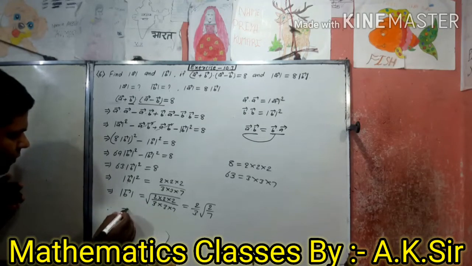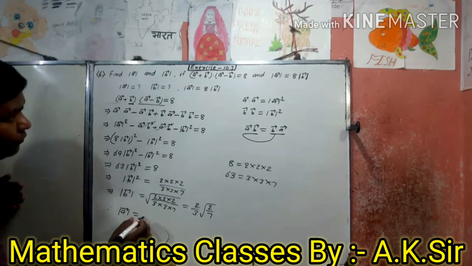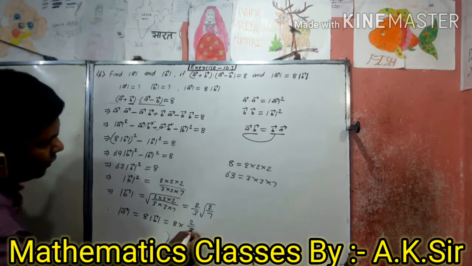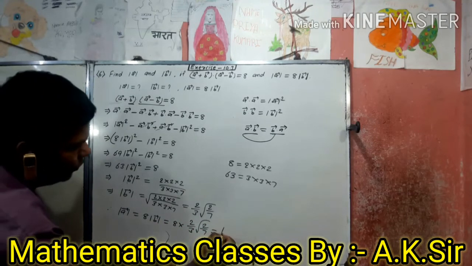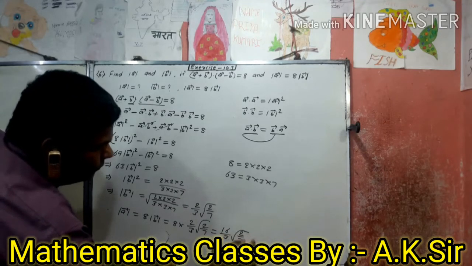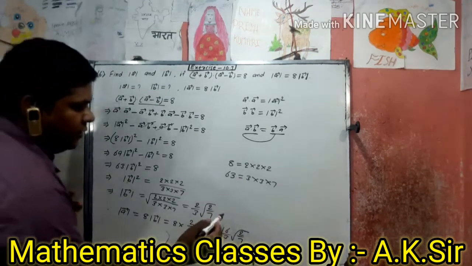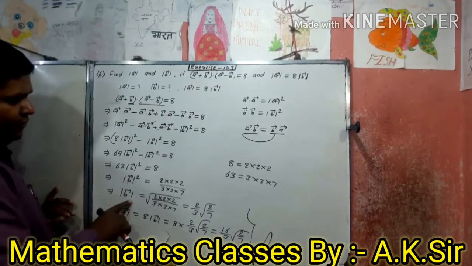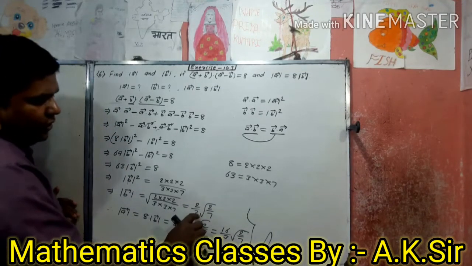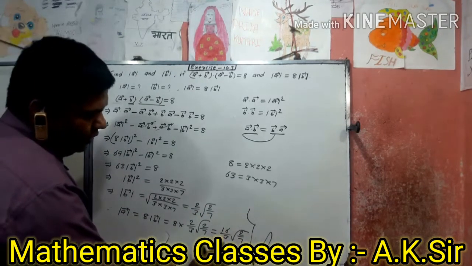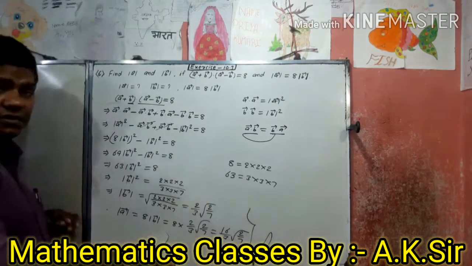So magnitude of a vector is equal to 8 multiply magnitude of b vector. 8 multiply 2 by 3 under root 2 by 7 is equal to 16 by 3 under root 2 by 7. This is our answer. Magnitude of b vector is equal to 2 by 3 under root 2 by 7. Magnitude of a vector is equal to 16 by 3 under root 2 by 7.